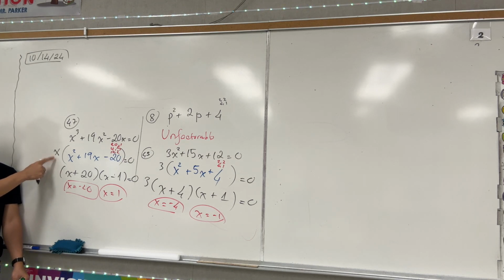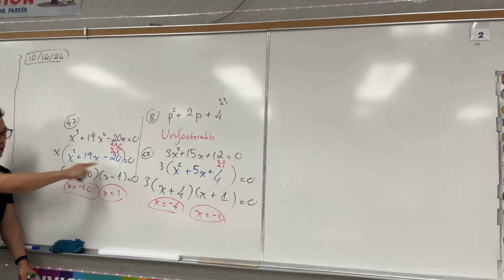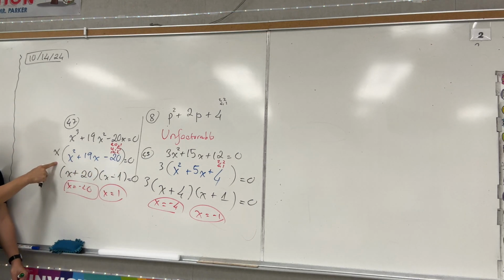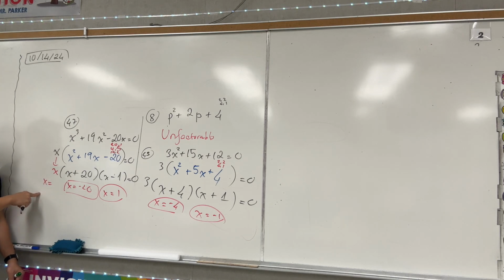Don't forget this. I see this a lot. You're so focused on factoring this one and you forgot the x at the front. So you always need to copy it down because it gives you one more solution, which is 0. Very good.